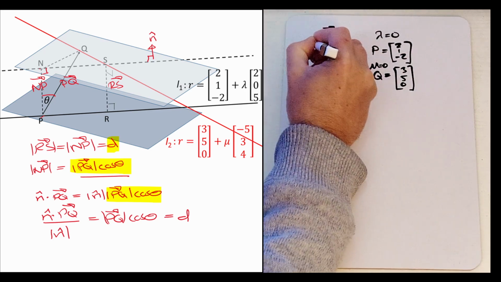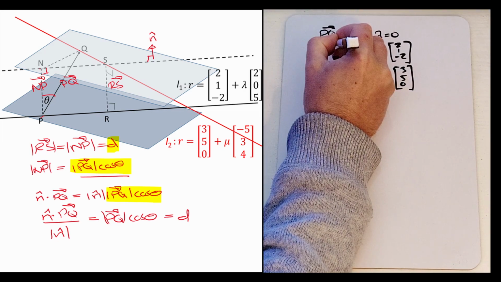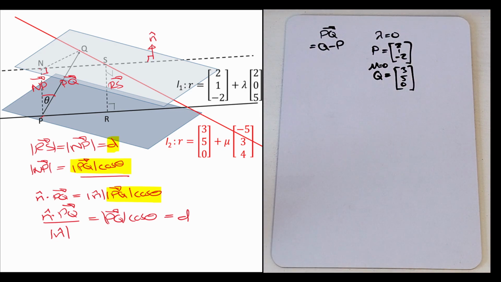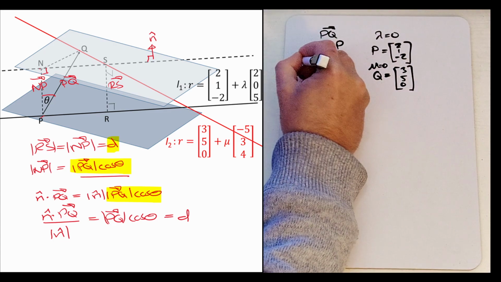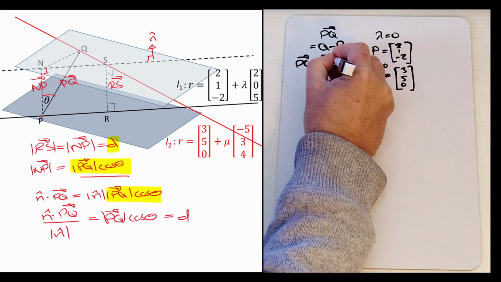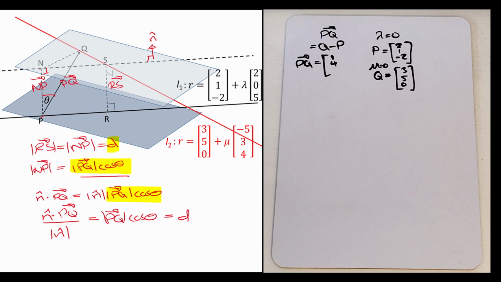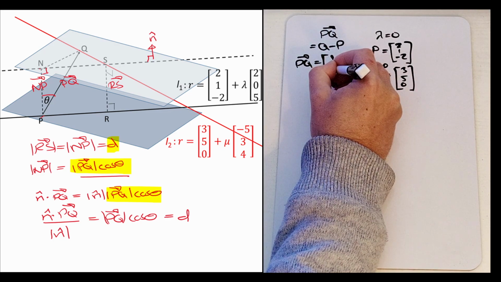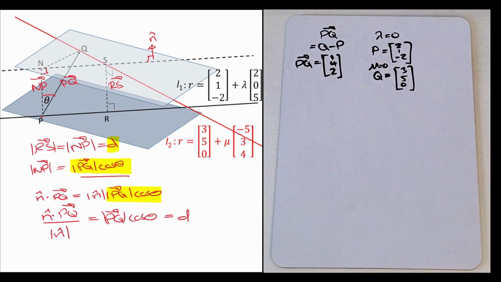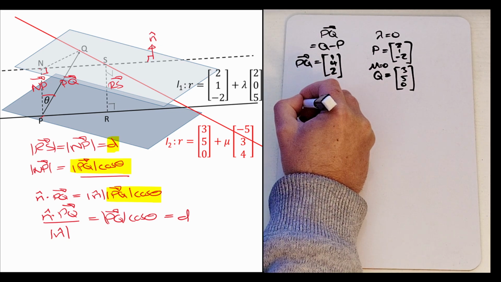From that, we can work out PQ, as you should know from your basic vector definitions. That would be Q subtract P, so therefore our vector PQ will be equal to 3 minus 2, which is 1, 5 minus 1, which is 4, and 0 subtract negative 2, which is going to be equal to positive 2. Okay, so there's our vector PQ. So we're part of the way where we want to be. The next thing we need to do is figure out what the normal vector n is.